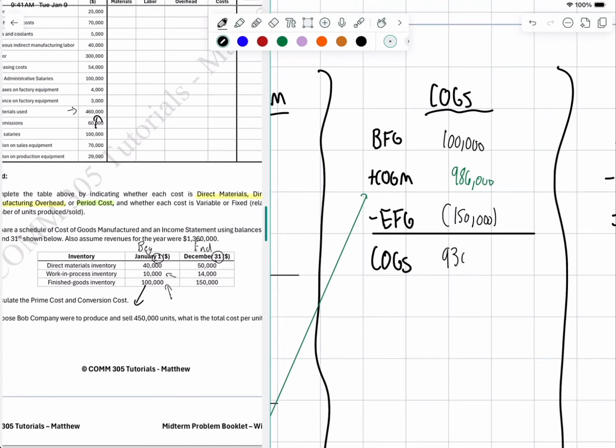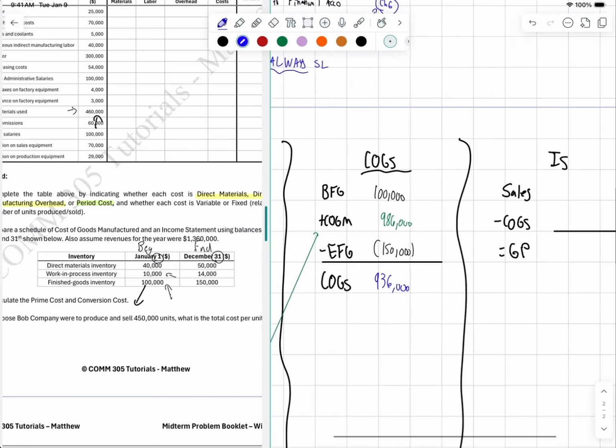And let me put that in a different color just to keep things spicy. 936. And then, guys, for your cost of goods sold, you see how much more organized it looks?